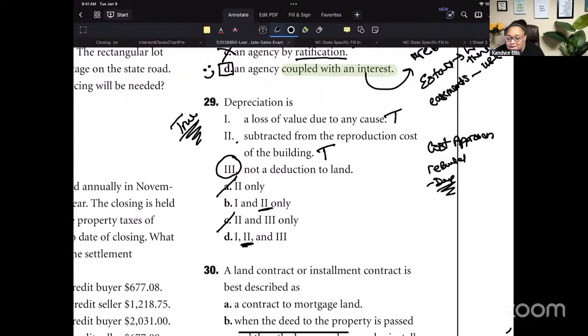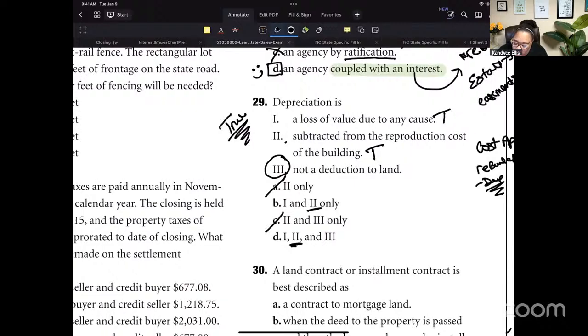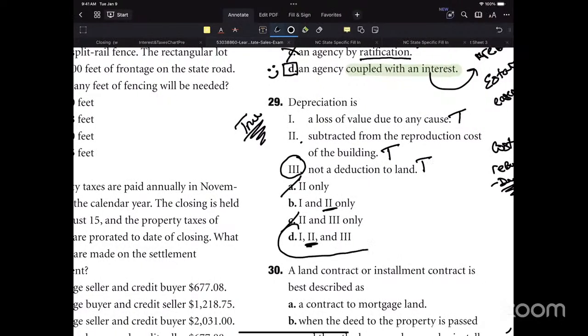Depreciation is not a deduction to land. Well, I know that's true for sure, because we never depreciate land. So that is true, making our answer D. Good job, Trisha.